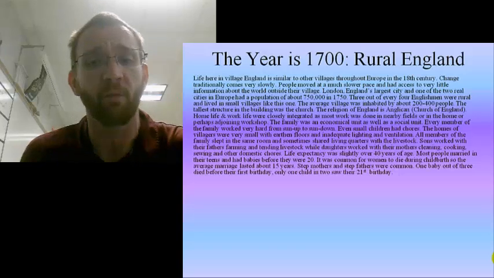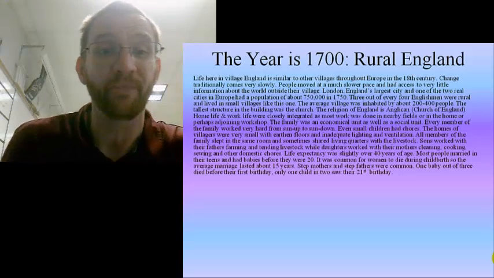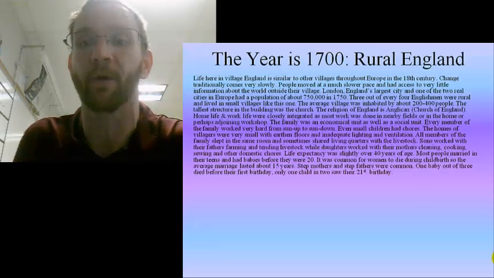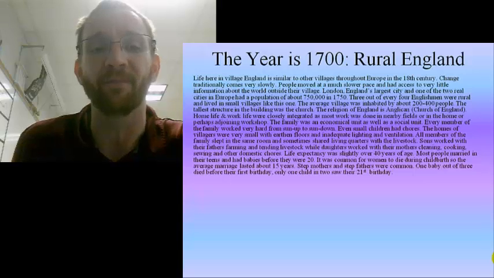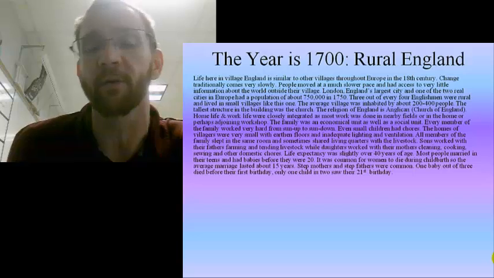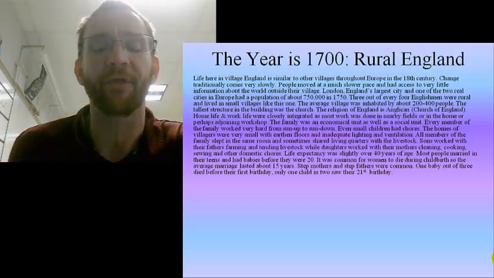Life expectancy was a little bit over 40 years of age. Most people married in their teens and had their babies in their 20s. It was actually very common for women to die in childbirth. So the average marriage really only lasted about 15 years. Stepmothers and stepfathers were really common because life expectancy was not very long. And one baby out of three typically died before their first birthday.